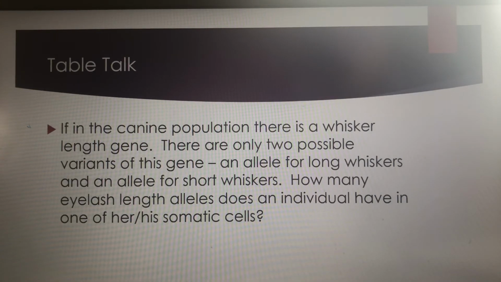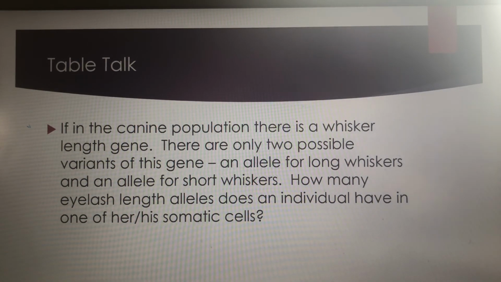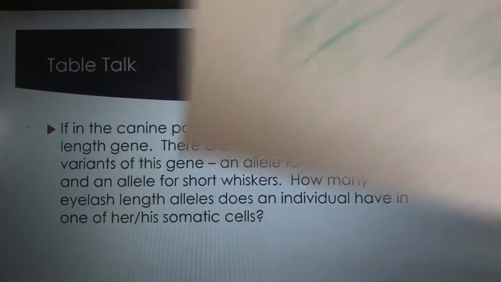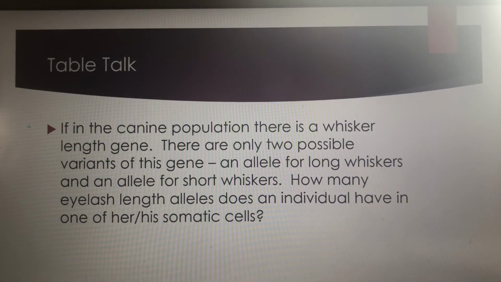So in the canine population, there's a whisker length gene, you can only have two possible variants. You can only have a big L, which equals long whiskers, or a little L, which would equal short whiskers, okay? So how many alleles does the individual have? Pause it if you want to think about it and answer it yourself. But I'm going to go ahead and answer that for you right now.